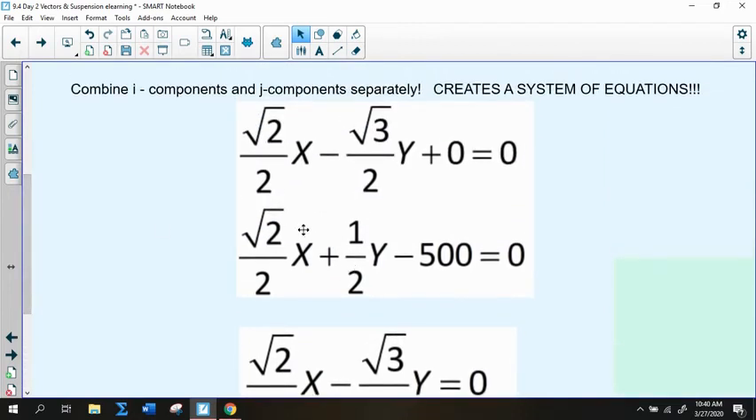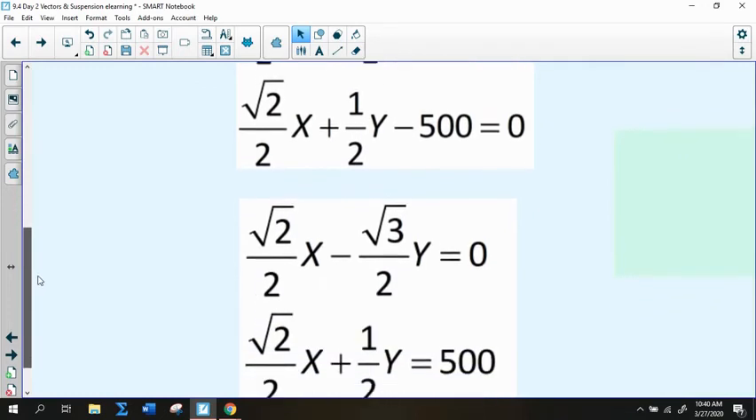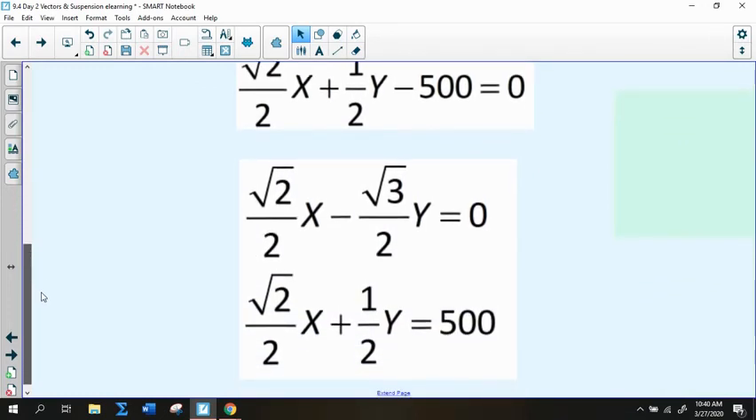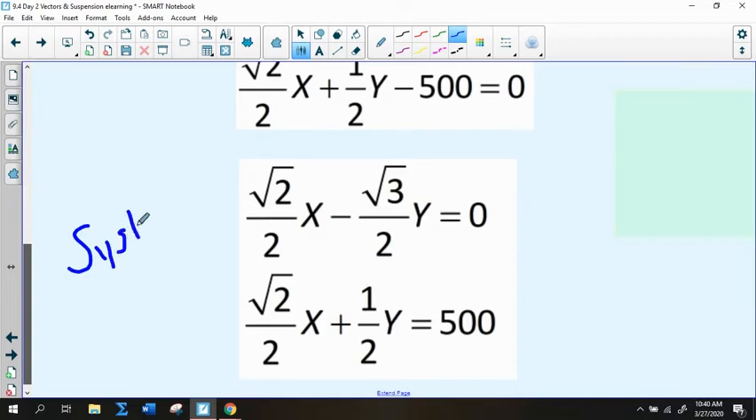the J component of the first vector was root 2 over 2x, and the J component of the second vector was a half y, and the J component of the third vector was negative 500, and all three of those together equals 0. So now I'm going to move that 500 in the second equation to the right-hand side, and we have a good old system of equations. Okay. Now you do not have to do this by hand. It's going to be messy to do by hand.